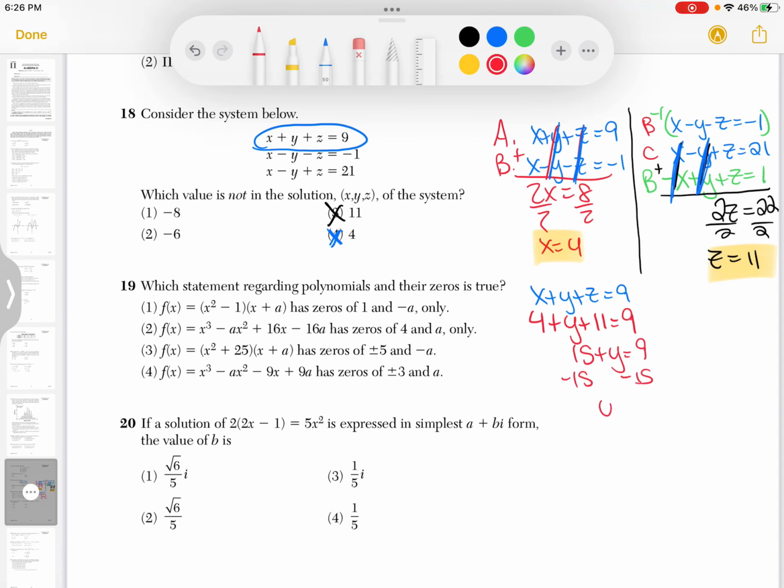And when I subtract the 15 from both sides, I get -6. So if y is -6, that means it is an answer. This one's out. My answer has to be -8. That is the only answer that is not part of my system.